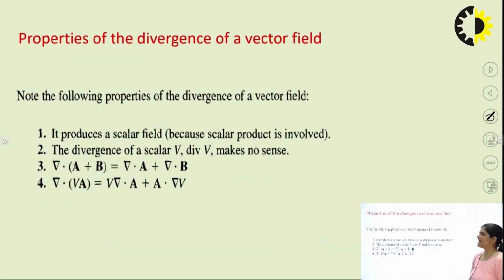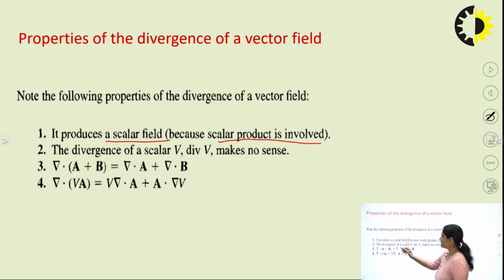Now, properties of divergence of a vector field. So what are the properties? Following are the properties we have to study. First, it produces a scalar field because a scalar product is involved in the equation of divergence. Now divergence of a scalar V, represented as div V, makes no sense. Now here del dot (A plus B): you can use the distributive property like del dot A plus del dot B. So this is your LHS, this is your RHS, so it should be equal to this one. Now here del dot VA is equal to V del dot A plus A dot del V. So these are the properties of divergence of a vector field.